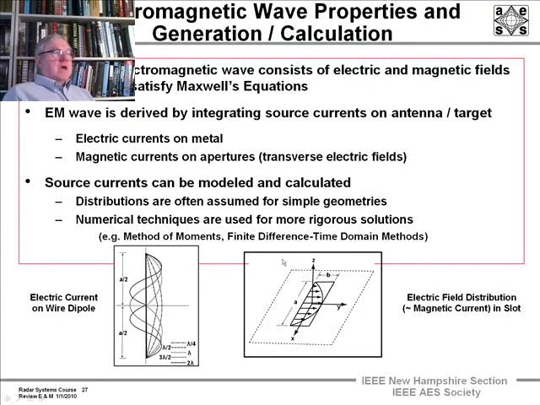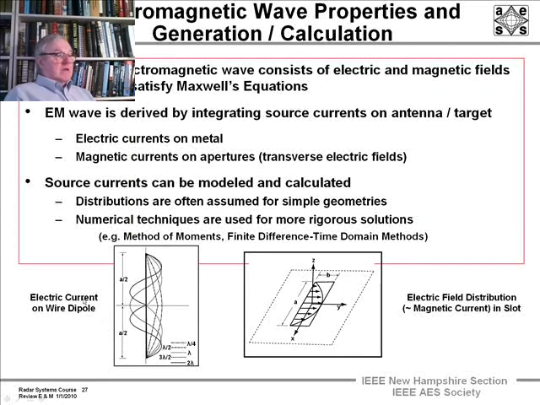Okay. Now, an electromagnetic wave is really just a set of electric and magnetic fields that jointly satisfy Maxwell's equations. So electric currents can be set up on metal surfaces and magnetic currents on apertures, and we can generate fields by integrating over the areas of the electric currents and magnetic currents that are changing with time on these different apertures or on metal. And the source distributions can be modeled and calculated, and the field can be calculated from these models.